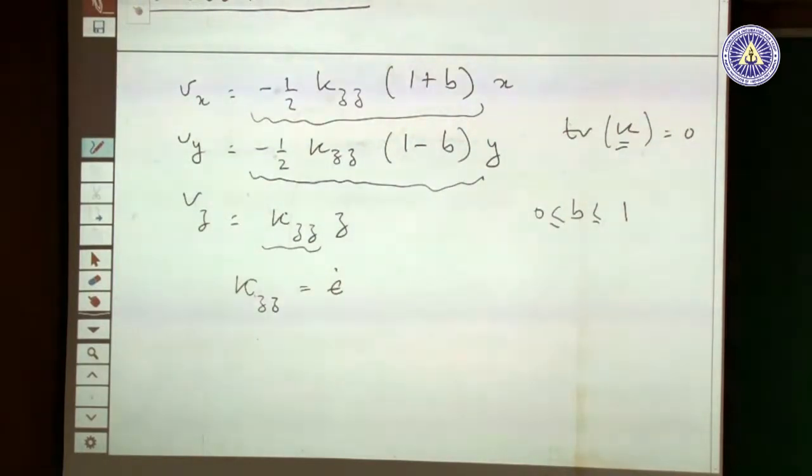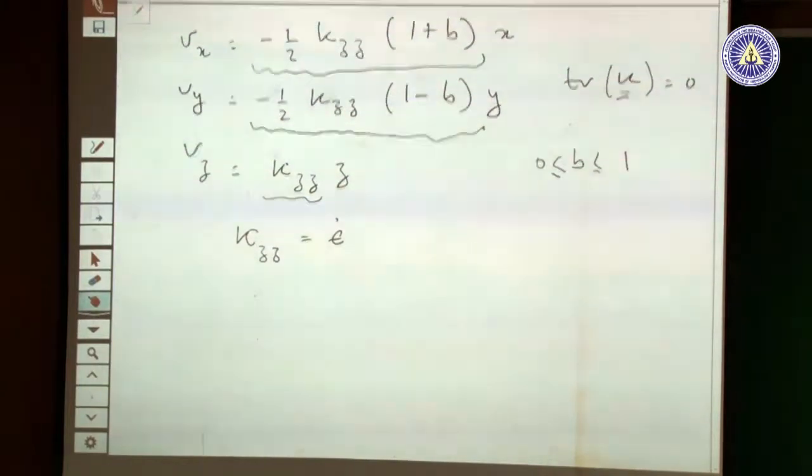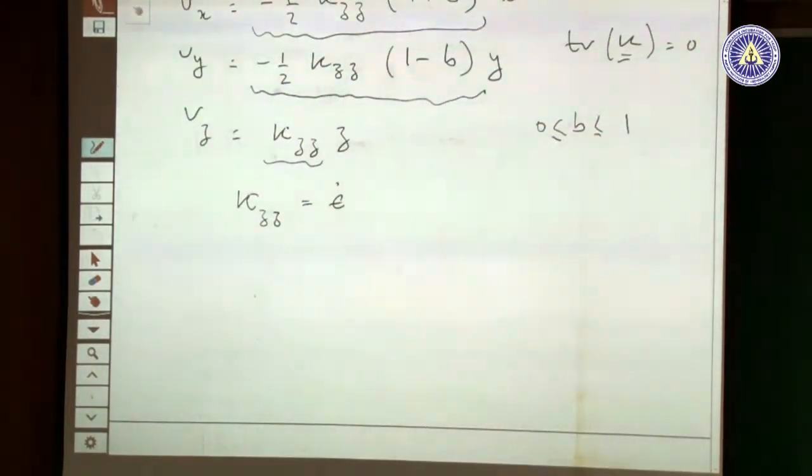So, these are the kinds of flows we are going to consider, and we are going to derive a kinetic theory for such homogeneous flows. Okay. So, this morning we looked at equilibrium distribution functions.